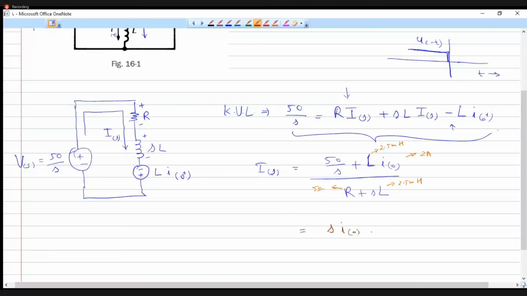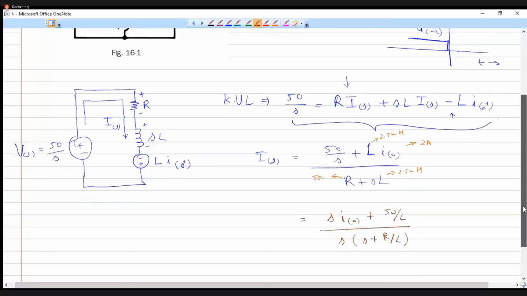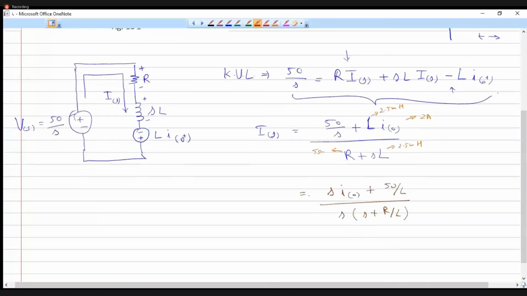So we can write this equal to S into I naught plus 50 divided by L, divided by S into S plus R by L. I am trying to write it in the form S plus something. Especially in the denominator, I have to write it in the form S into S plus something, so that I can use the partial fraction expansion here.